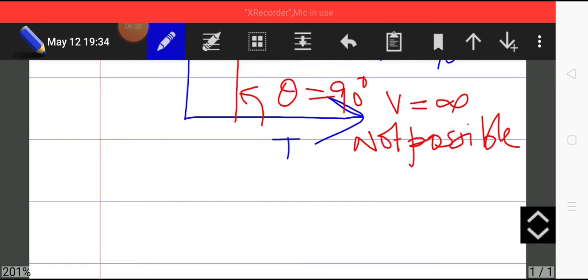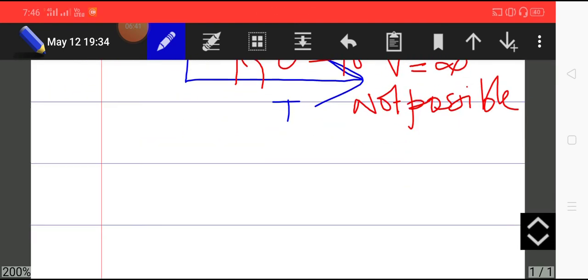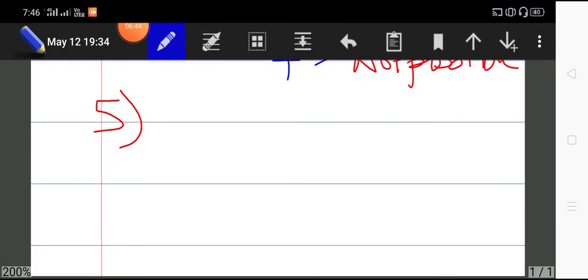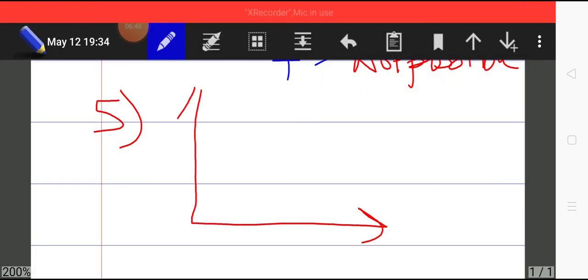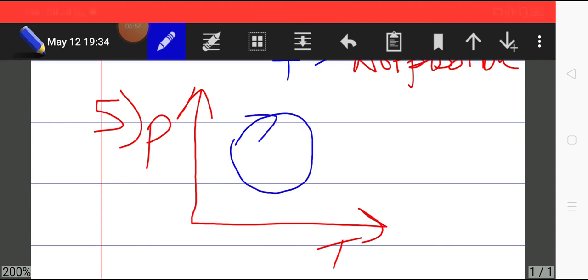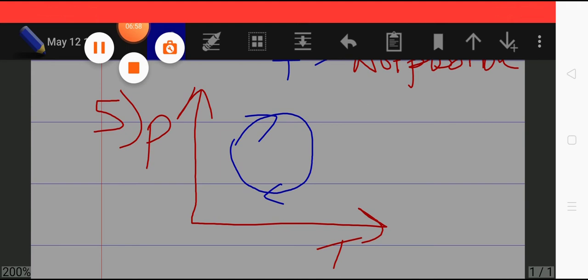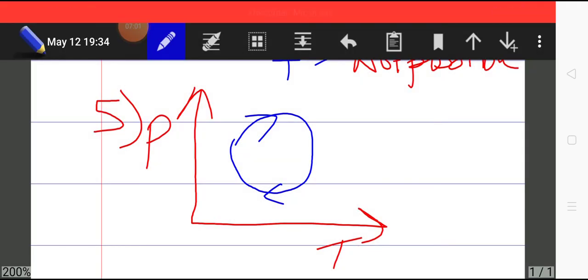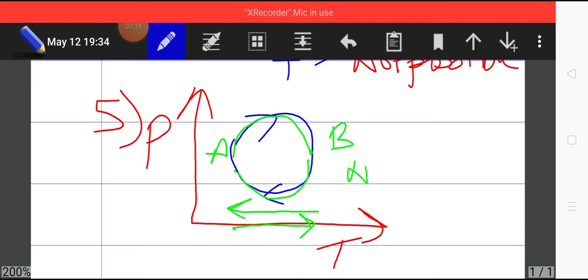Also, in the position-time graph, if we have a graph like this, where this is position and this is time, and we have a graph like this, again this graph is also not possible. This is not possible because as the particle is moving from point A to point B, you can see that time is increasing. Now the particle cannot move back from B to A, as time will not come in the reverse direction. So this is also not possible.